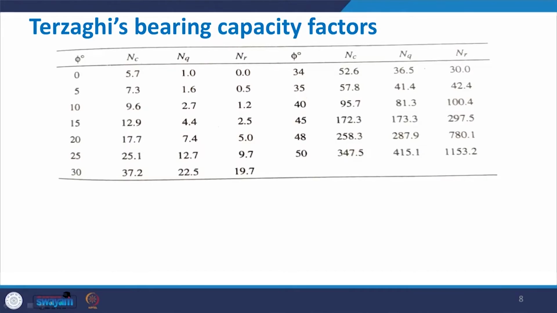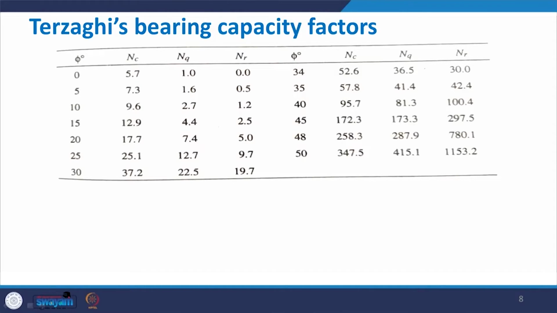that as the value of phi, which is the angle of internal friction, increases, the values of NC, NQ and N gamma also increase. Though there is no linear relation, in general the higher the value of phi, the higher the value of these dimensionless parameters. Now, let us see Terzaghi's bearing capacity factors NC, NQ and N gamma.